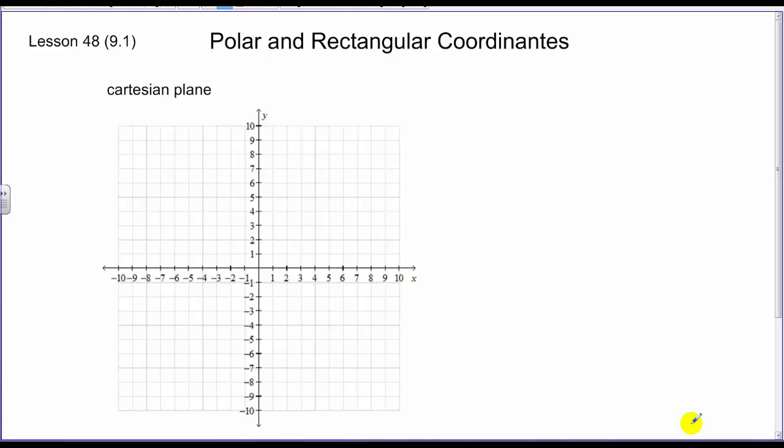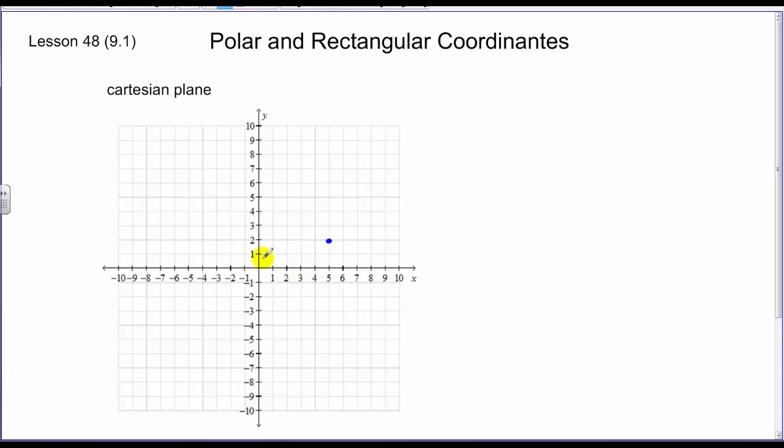Today we're going to talk polar and rectangular coordinates. Now, what we're used to graphing in is our Cartesian plane, or the xy axis, if you will. And to graph a point, let's say we want to graph the point (5, 2). We go over 5, up 2, plop our little point down.